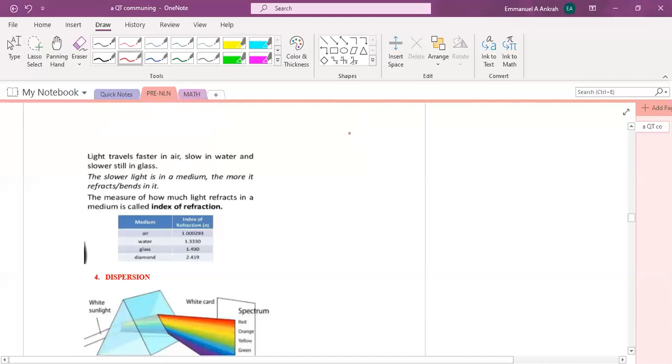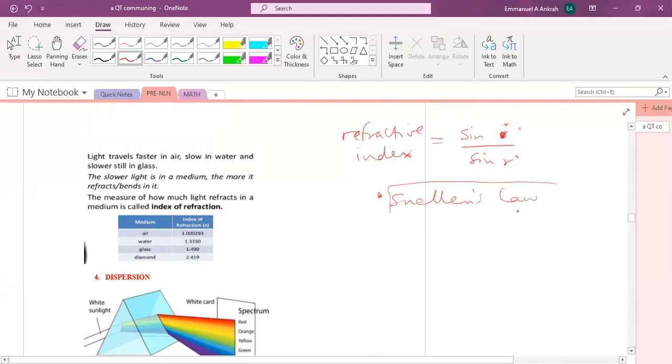Mathematically, we define what we call the refractive index. This is found by using the formula: you take the sine of the angle of incidence, I, to the sine of R, the angle of refraction, in degrees. That's the refractive index. This formula was determined by somebody called Snell, so we call it Snell's law. If you take the ratio of the sine of incidence to the sine of refraction, the number it gives you is the refractive index. And it's different for different materials.